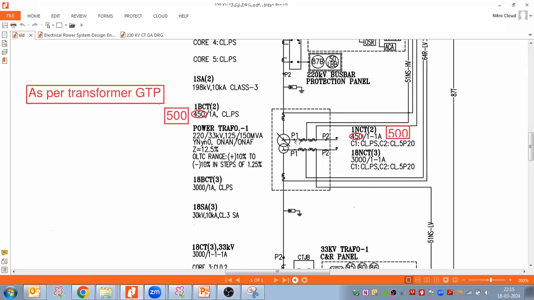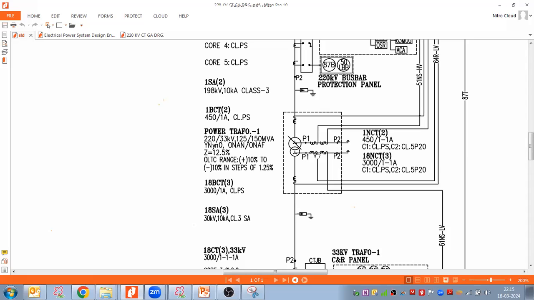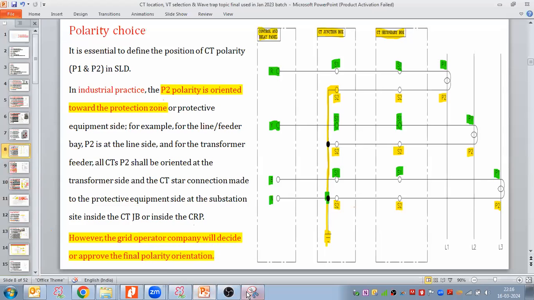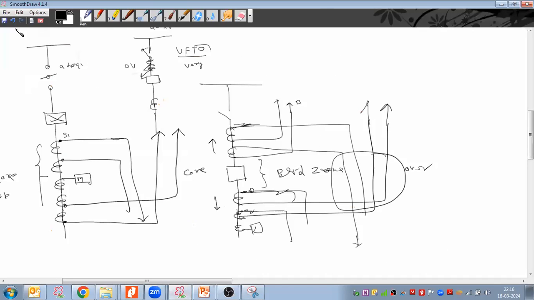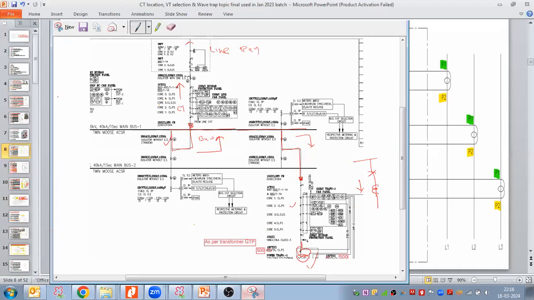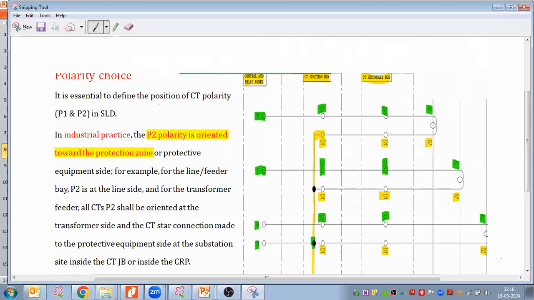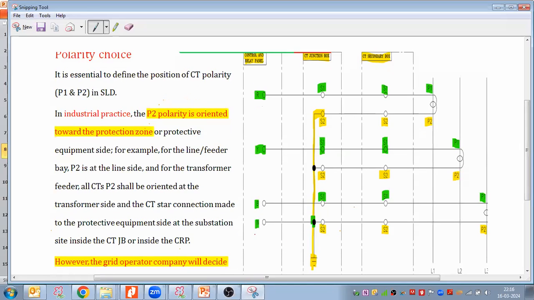If anyone wants to share their experience, they can unmute. The basic thumb rule in transmission is P1 should always be towards the bus side. This is the thumb rule. So while commissioning the CT, we always follow the rule P1 towards the bus side. It means at any location, any place of the city, P1 should be towards the bus side. That is the thumb rule.